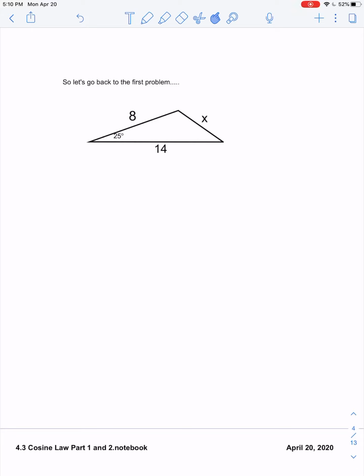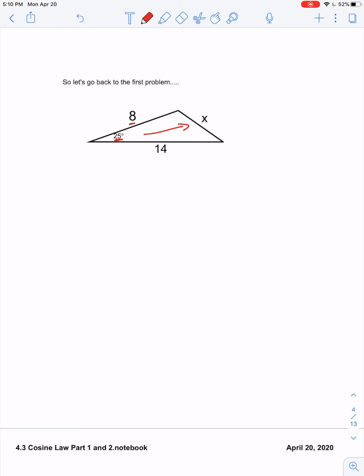Okay, so here's video number 2 of unit 4.2, the cosine law. And so this is the original problem that we saw. And so we are trying to find x. Notice I don't have a golden ratio again. I know an angle, but I don't know the side opposite it.